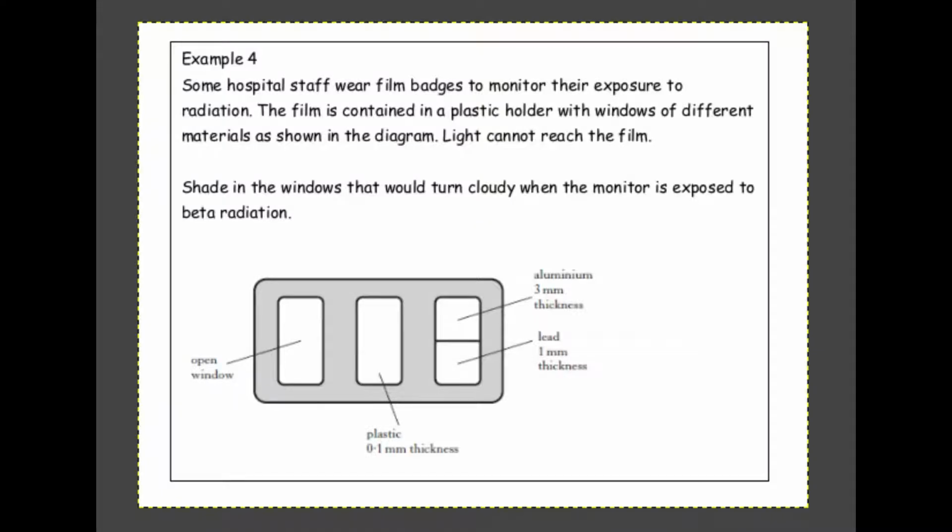This is example 4 from the radiation notes, and you should try this example once you've read pages 8 and 9 of your notes. Some hospital staff wear film badges to monitor their exposure to radiation. The film is contained inside a plastic holder with windows of different materials shown in the diagram. Light cannot reach the film.